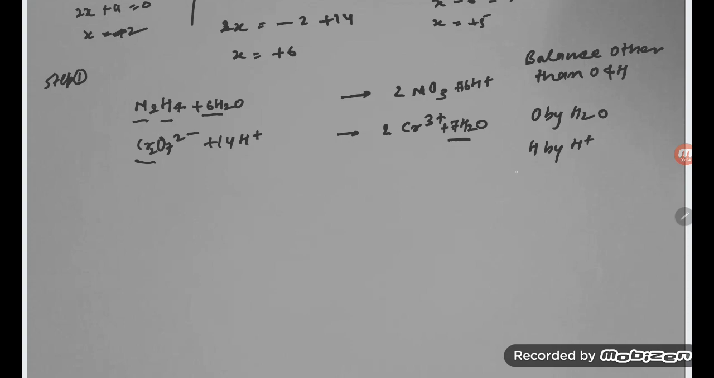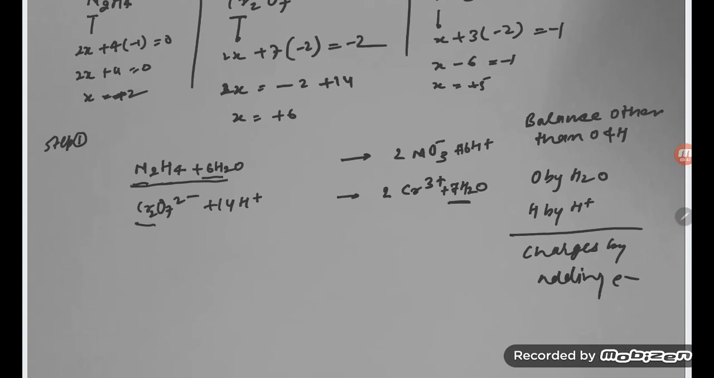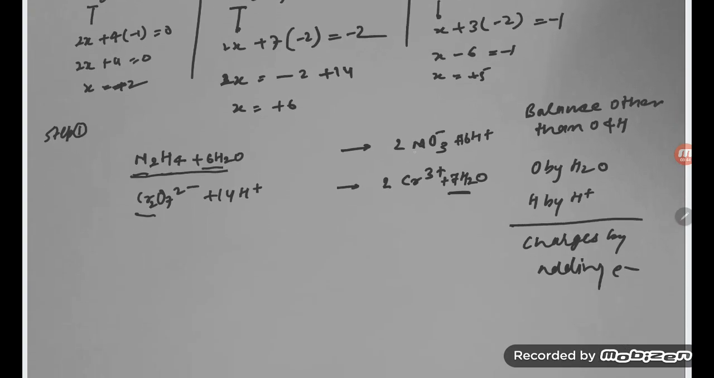Now next step, balance charges by adding electrons. We have to add electrons on the side where positive charge is more. This side you see, there is zero charge. This side, here NO3 minus, so the charges are 16 plus and 1 minus, that is 15 plus. So simply we need to add 14 electrons, right? This is the 14 electrons. So see, 2 minus and 14 minus, that is 16 minus, 16 plus, 0.